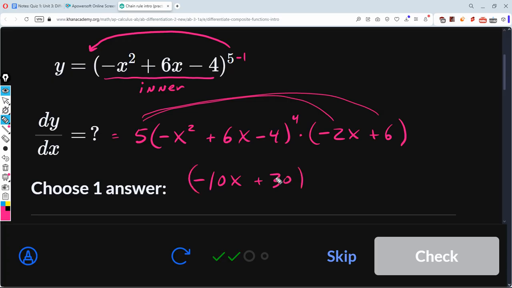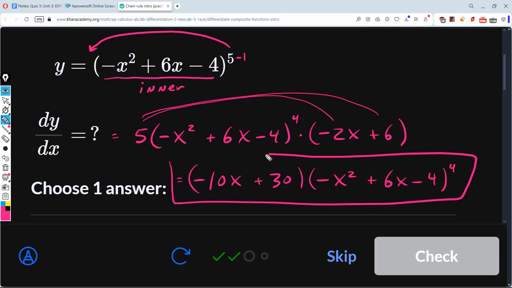And that whole quantity is times this whole quantity, negative x squared plus 6x minus 4. And that is to the power of 4. So that right there is your final answer.